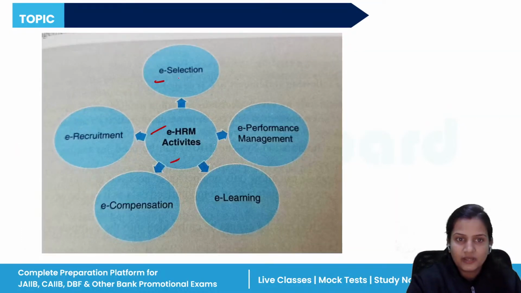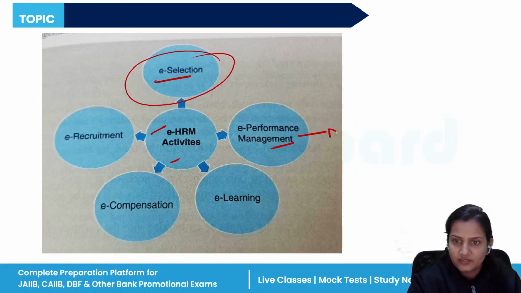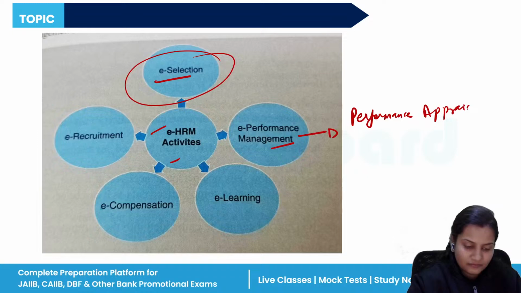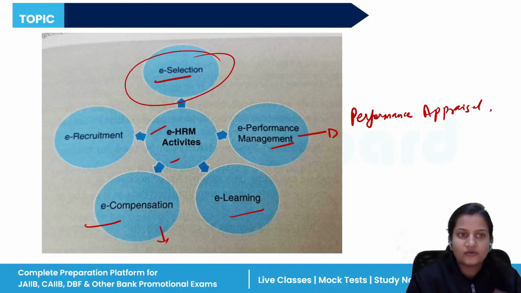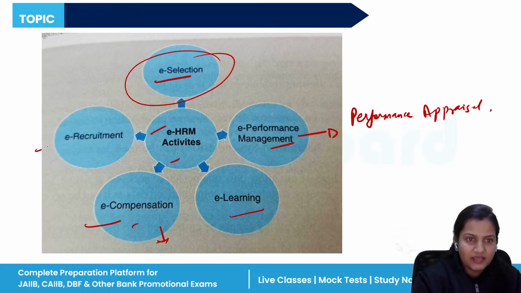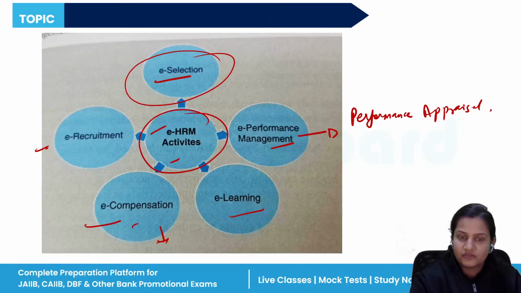EHRM activities include e-selection. It is helpful in e-selection also. Performance management, we have seen how performance appraisal is done for any candidate, various techniques, e-learning platforms, then e-compensation. Compensation means what services you are giving to the company, and in return for those services, the money you are getting, that is compensation. E-recruitment. So in all these phases there is the requirement of EHRM. EHRM activities include all these phenomena.